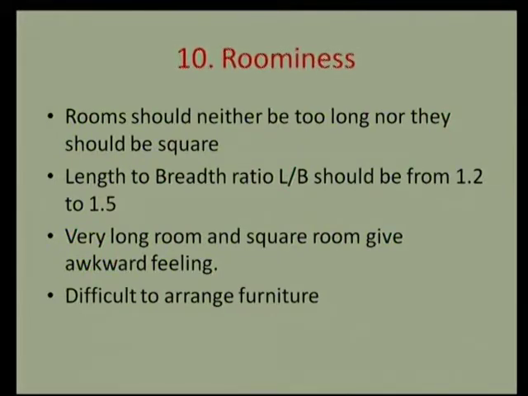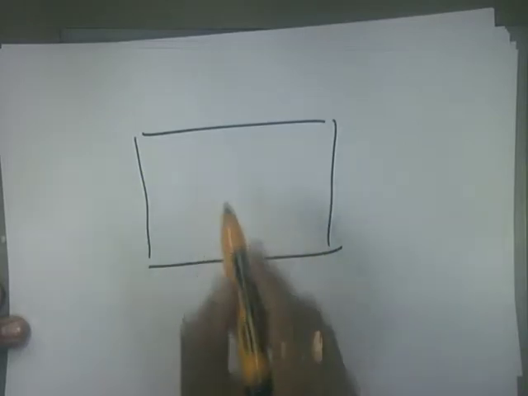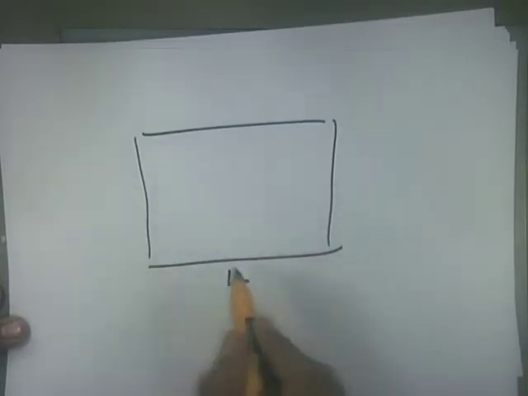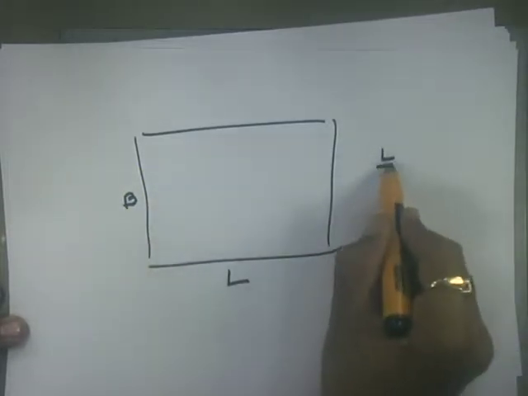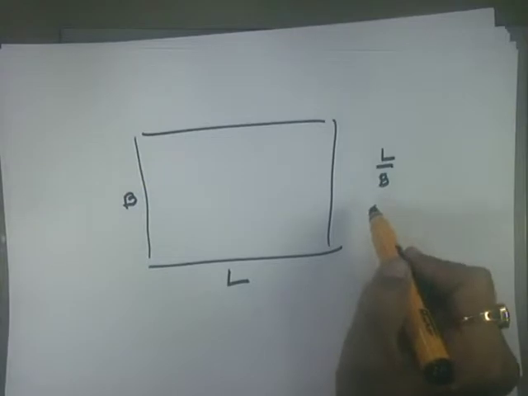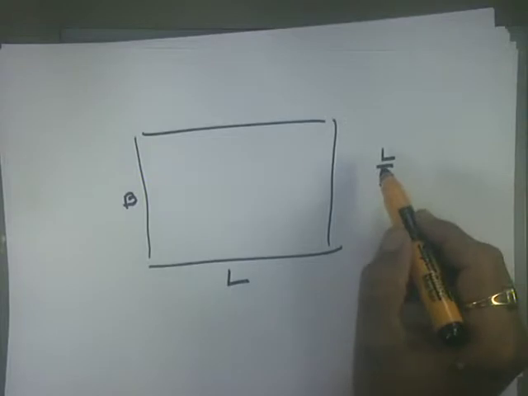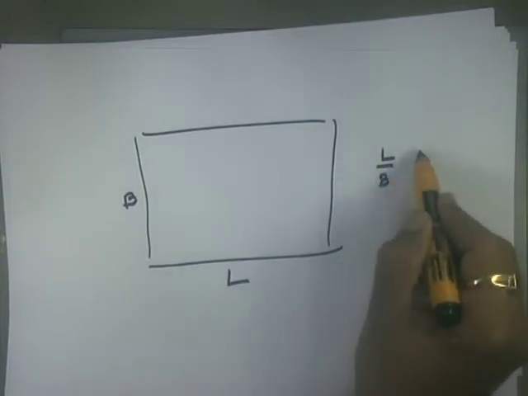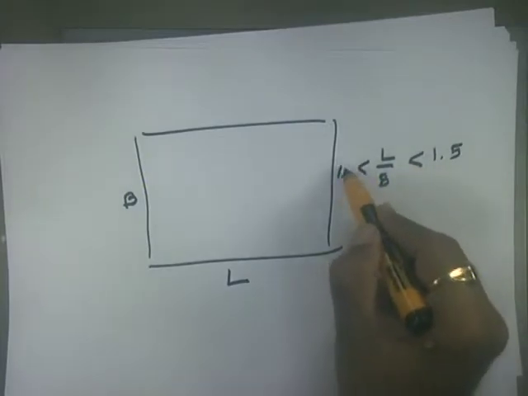So any room will have the plan, this is the room. So this is the longer dimension we will call as the length, and shorter dimension we will call as the breadth. So this length to breadth ratio is very important. While deciding the dimensions of the room, this length to breadth ratio should be less than 1.5 and should be more than 1.2.